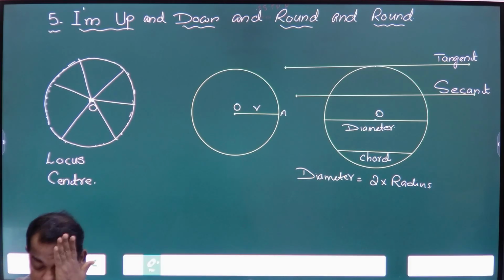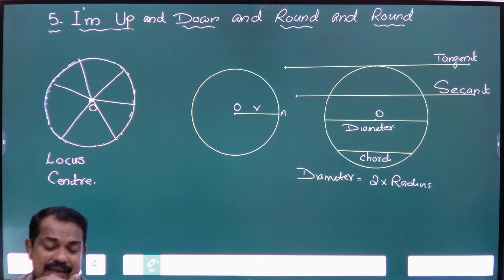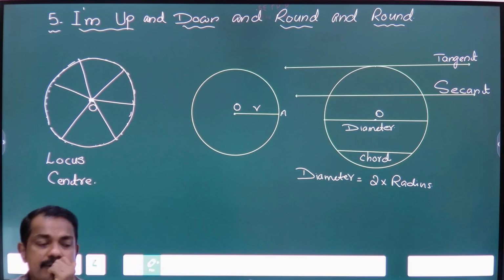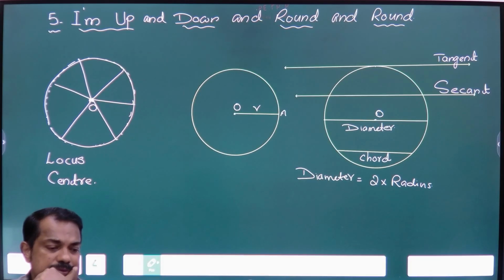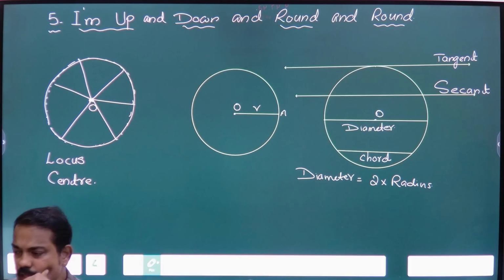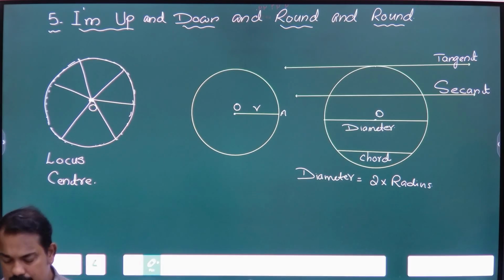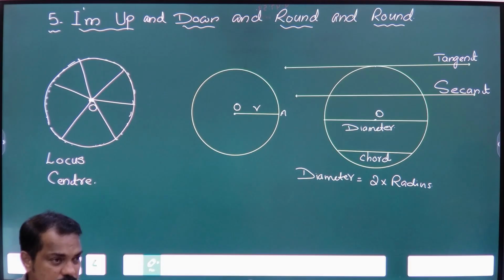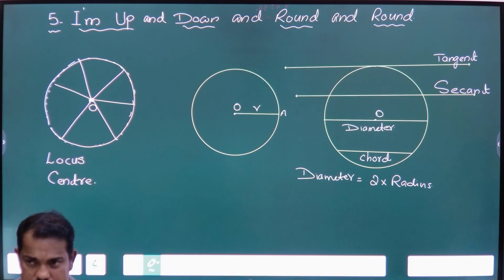Next. The line segment joining two points on the circle is called a chord.